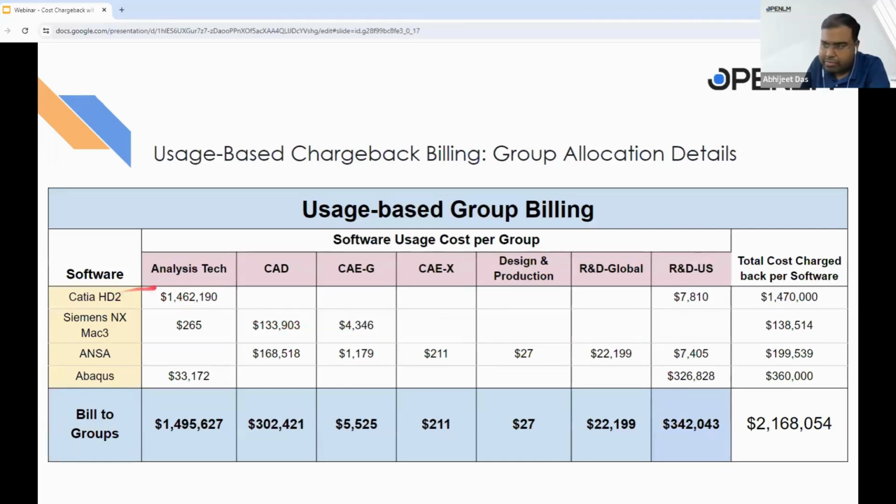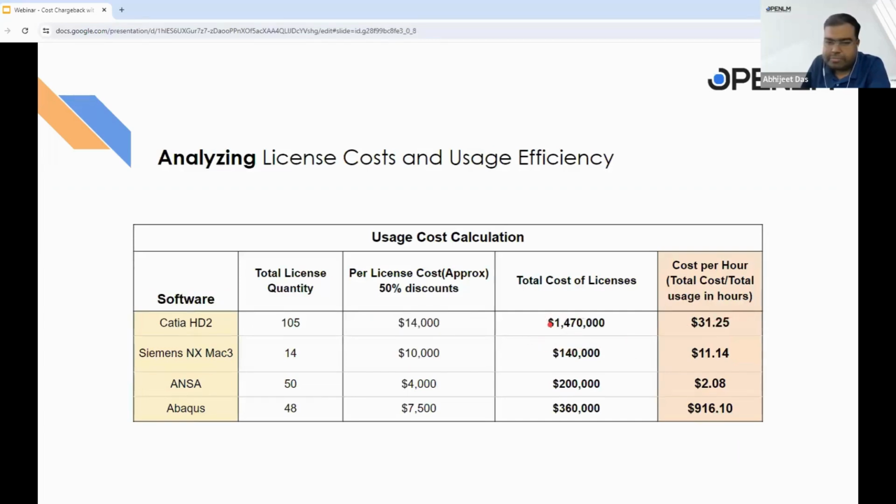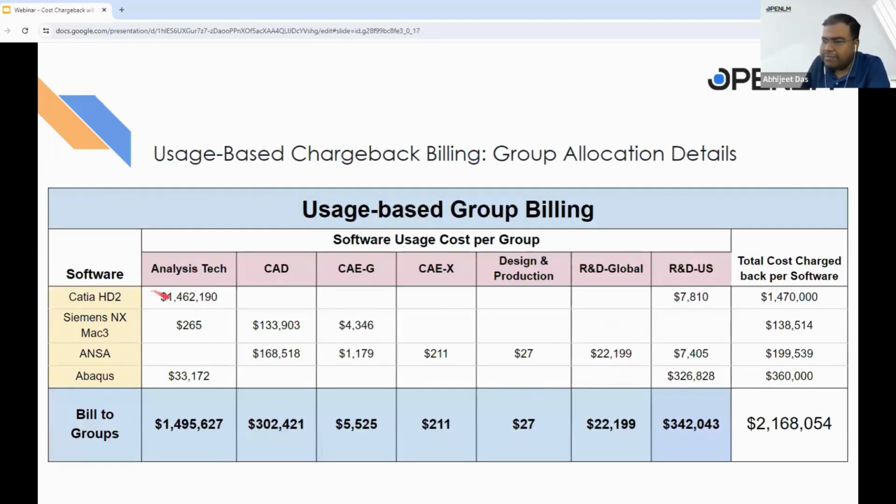Now, for this particular CATIA HD2, based on the usage, if we sum up this cost, it will be exactly the same as the money we have paid to the vendor, right? So this way we can actually divide the cost based on the usage to each of these different departments and groups. And finally, this is the billing to each group based on their usage of all the different softwares that we have mentioned over here.